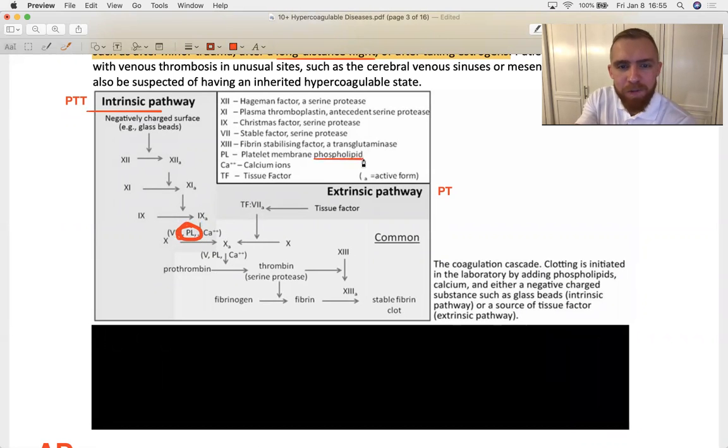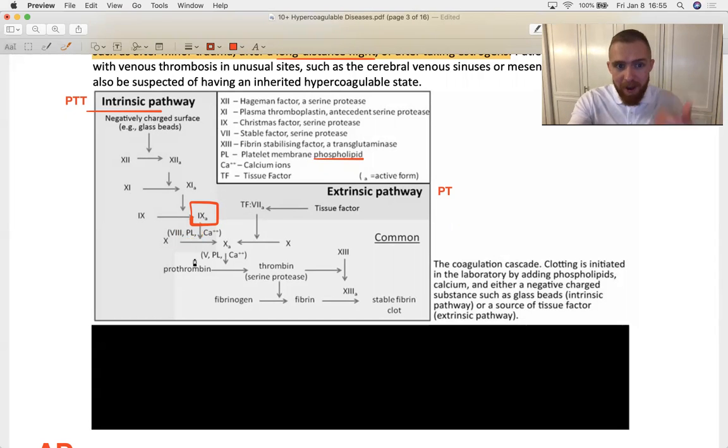Oh, that means phospholipid. So at activated factor 9, right here at the end of the intrinsic pathway, you need phospholipids to go on and activate factor 10 to let the intrinsic pathway do its job, finish its work. So if you have antibodies against free phospholipids, it's going to be tougher to activate that intrinsic pathway. Does that make sense? I hope so. Makes a lot of sense to me.